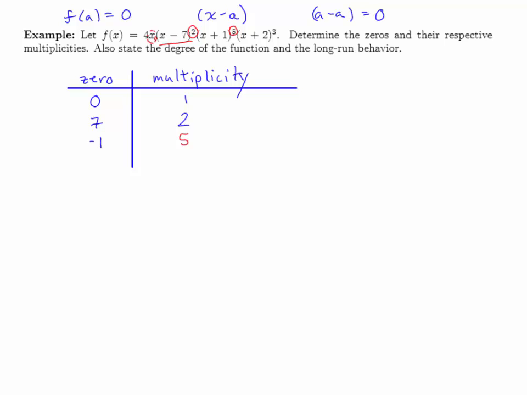And looking at our last one, we have x plus 2, and similarly, that'll mean that we have a 0 of -2, and that exponent is 3, so we'd have a multiplicity of 3 there. All right, so we've determined all of the zeros of this function and their respective multiplicities. The other thing that we're asked to do with this problem is to state the degree of the function.